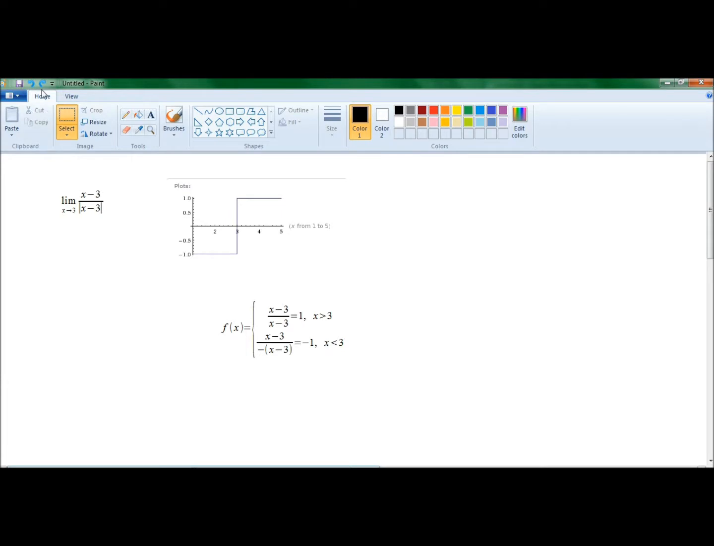Now what we can see from this is that the limit of x minus 3 over the absolute value of x minus 3 as x approaches 3 does not exist. However, we can make one-sided limits to describe this situation. Since when x is greater than 3 the function is always equal to 1, we can see that the limit as x approaches 3 from the positive side is equal to 1. And when x approaches 3 from the negative side, it's always equal to negative 1.